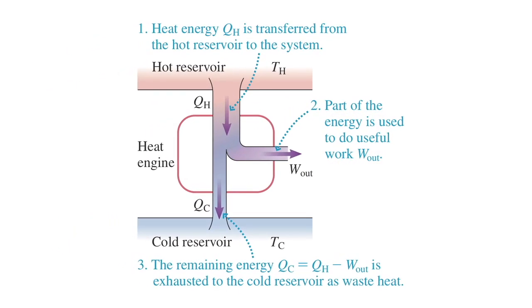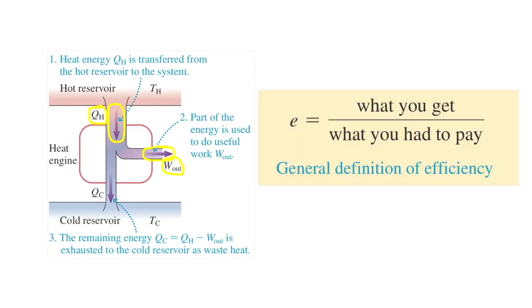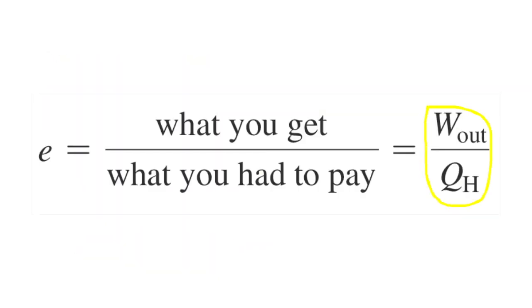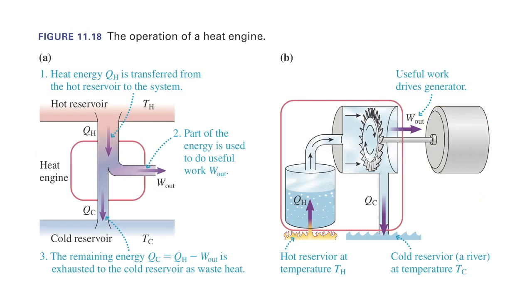Okay, now let's focus on two elements. First, the heat energy from the hot reservoir, and then, second, the work out. The efficiency is what you get divided by what you had to pay. What you had to pay is the heat from the hot reservoir. That came from burning fuel or some other heat source. What you get is the useful work output. So, therefore, the efficiency, what you get divided by what you had to pay, is the work out divided by the heat in. You can have heat engines that will run on very, very tiny temperature differences. You can have heat engines that are more or less efficient, but there's a theoretical maximum to their efficiency. And that is a limitation of nature.